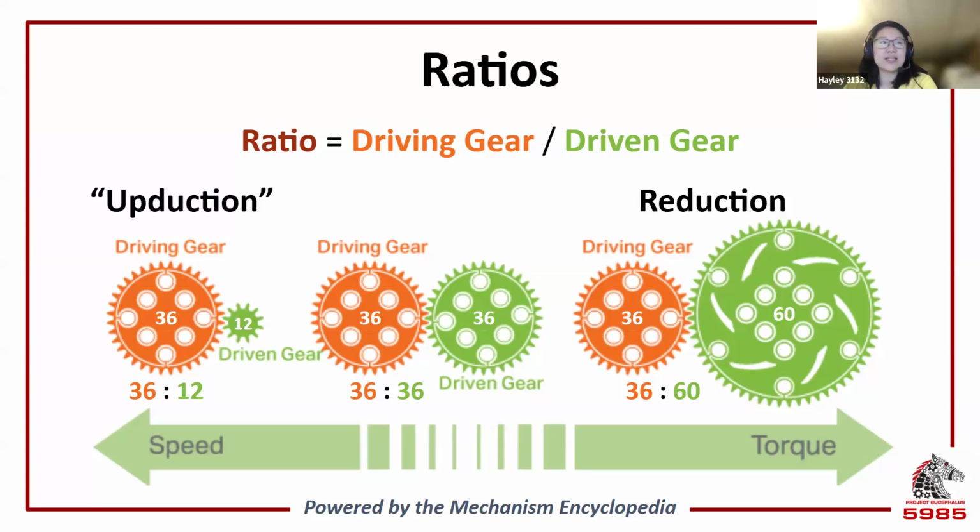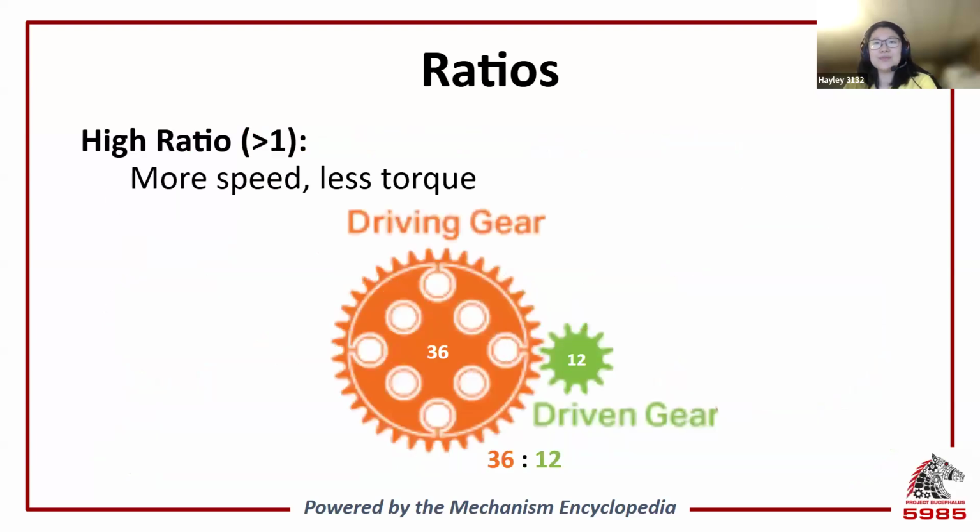So let's take a look at the gears on the left. A big gear driving a smaller gear gives us an increase in speed and a decrease in torque. This increase in speed occurs because for every one rotation of this big gear here, the smaller gear rotates 3 times. So for example, if it's rotating at 100 RPM, or revolutions per minute, then the green gear is going to rotate at 300 RPM.